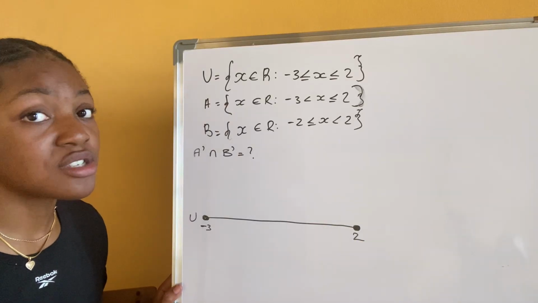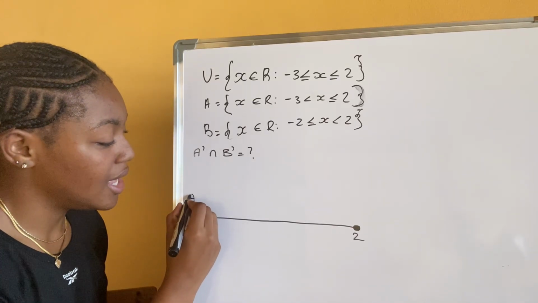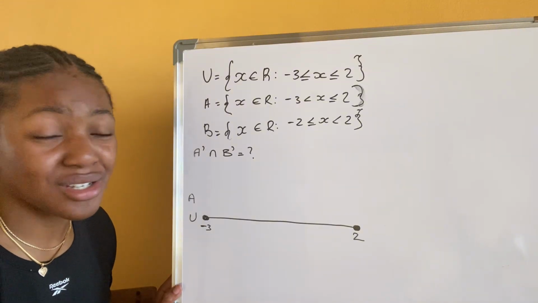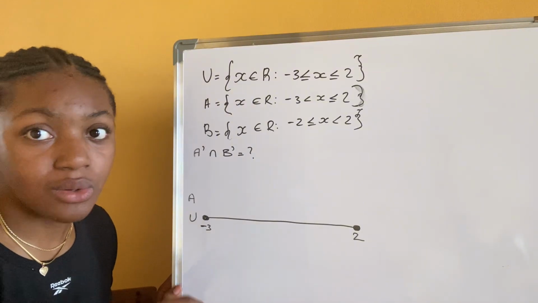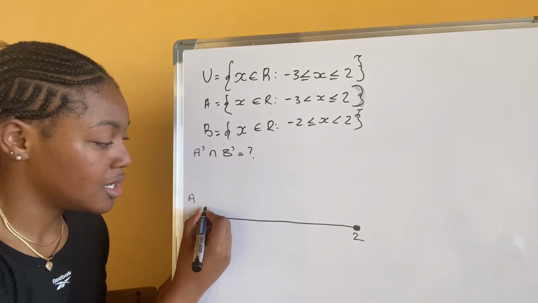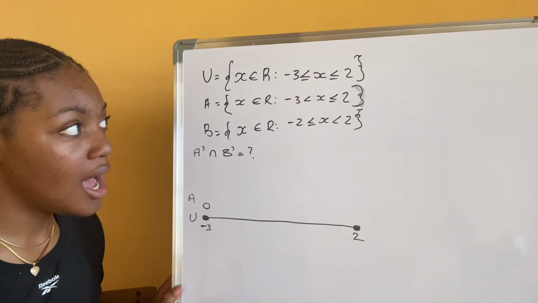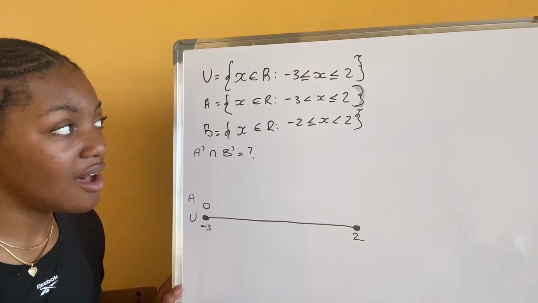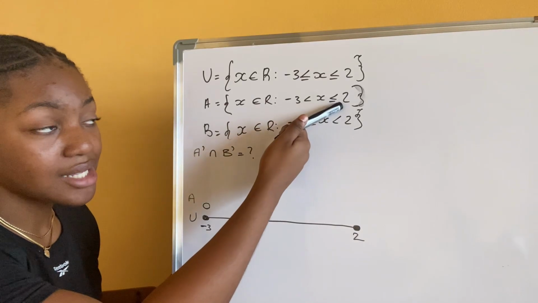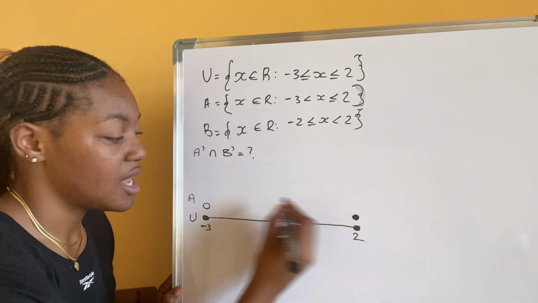Next, let's represent our subsets, A and B. So A is where x is greater than negative 3. So we're saying that x is just greater than negative 3. There's no equal to. So that means that negative 3 is not included in the set. So we're going to have an open circle above the negative 3. And we have x is less than or equal to 2. The equal to indicates that 2 is included in the set, so we're going to have a shaded circle above the 2, and that would be A.